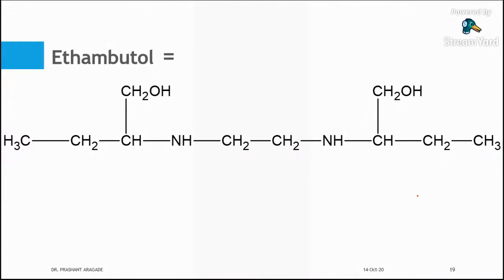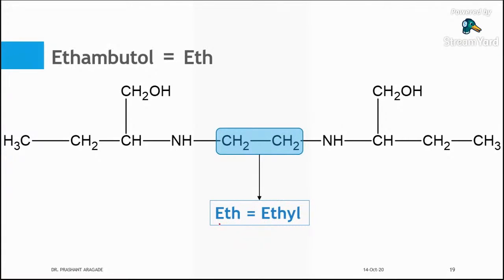Ethambutol. Ethambutol starts with eth. Okay, see here, eth. Eth means what? Ethyl. Ethyl means what? 2 carbon atoms. So actually ethyl can be written like that, CH3 CH2. So this is the actual ethyl. But in your structure, the middle portion, exactly the center portion, is what? CH2 CH2, two carbon atoms. So represent it as ethyl.